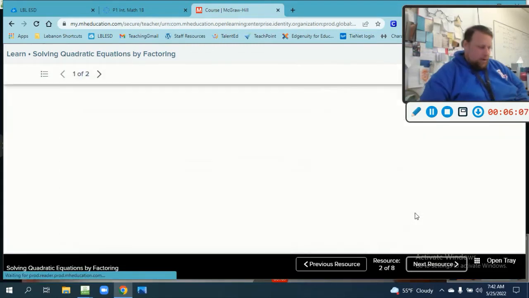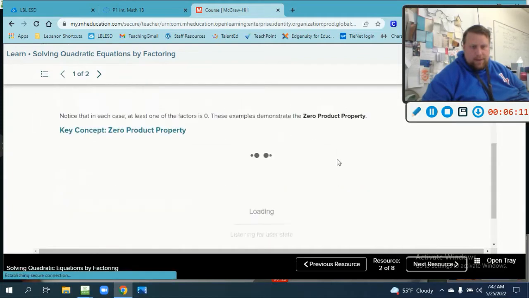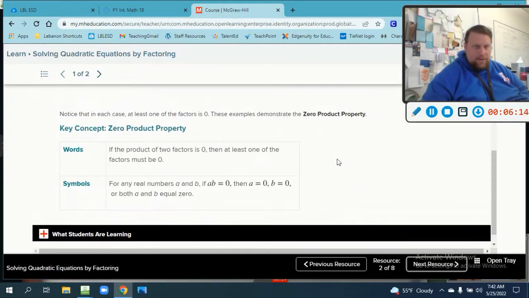And this is what we're going to use a lot. So we have the zero product property. If the product of two factors is 0, then at least one of the factors must be 0, right? So if I have real numbers, if a times b equals 0, then either a equals 0 or b equals 0. It has to be. The only way you can multiply to get zero is if a number is zero.